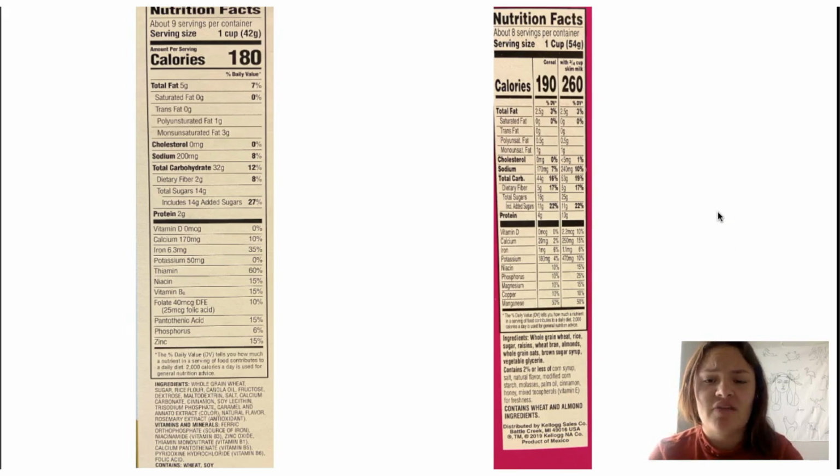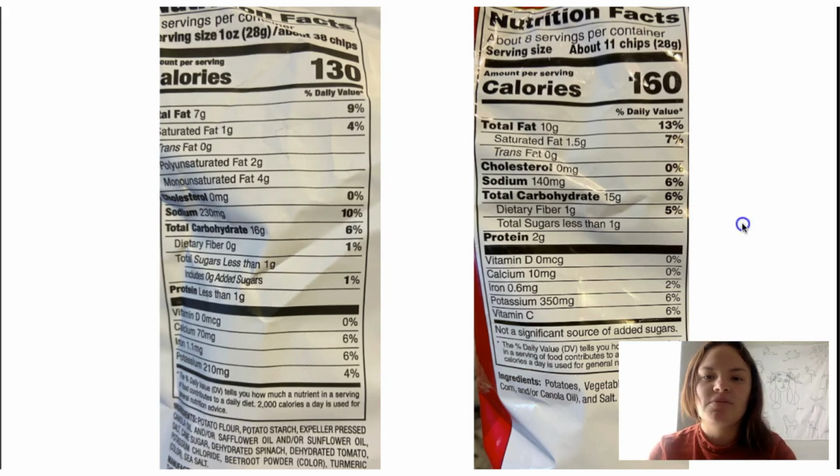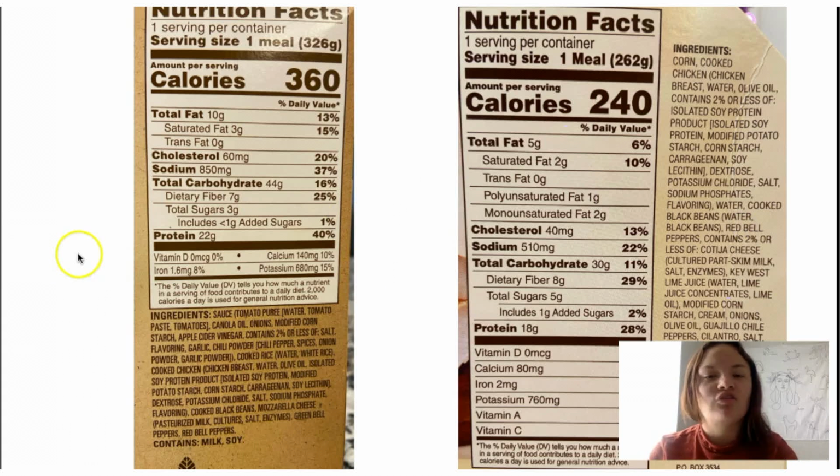For the health detective game, students will analyze 2 food labels. One is from a package that's labeled as healthy, and then another from a package that's labeled as unhealthy. Students will compare these food labels to try and find which one is the healthy and which is the unhealthy version. These are cereal, these are chips, and these are frozen meals.